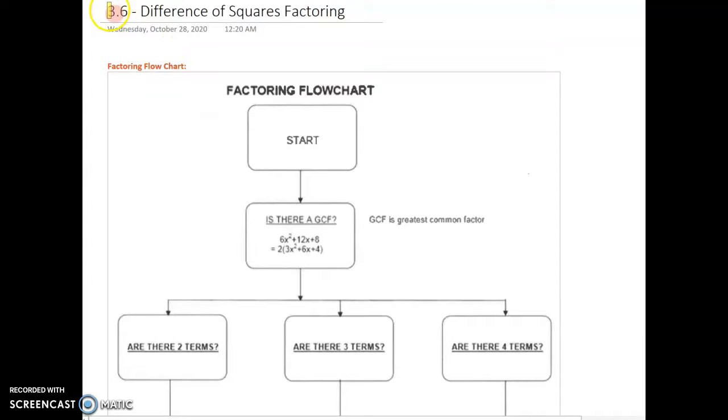Hello class, today we're going to talk about 3.6 difference of squares factoring. So let's begin with refreshing our memories of which factoring techniques we've learned so far. So here's our factoring flowchart. We always start with the greatest common factor first. That should always be your go-to factoring technique.